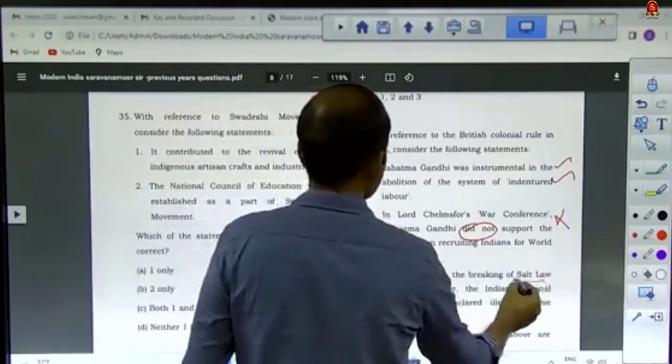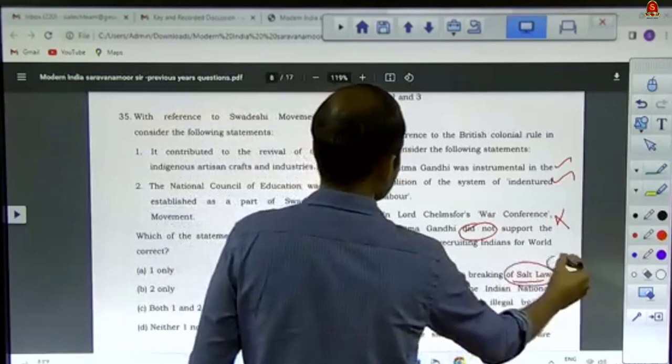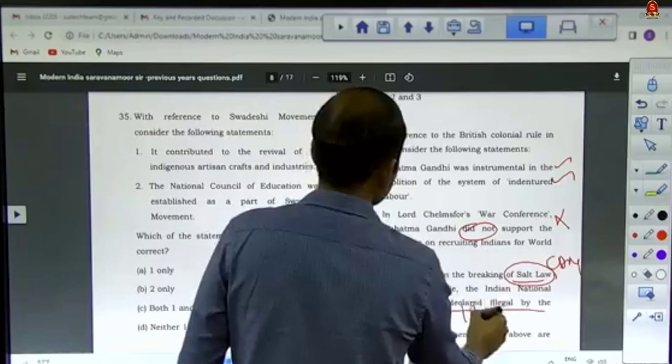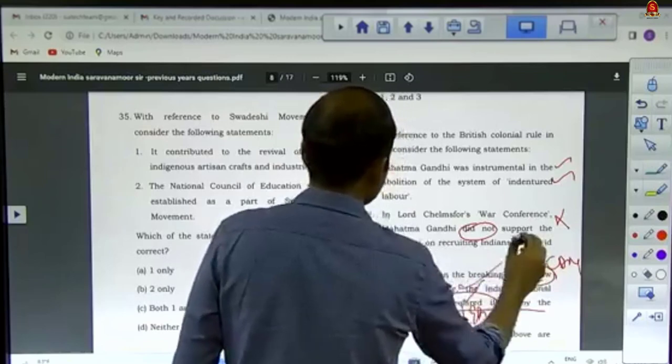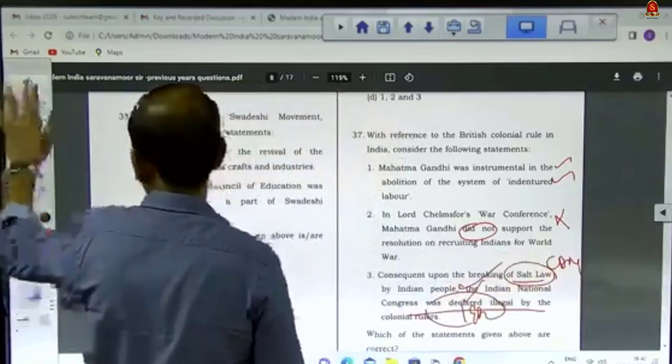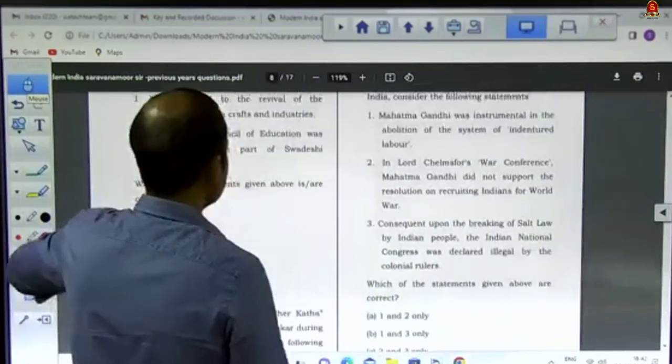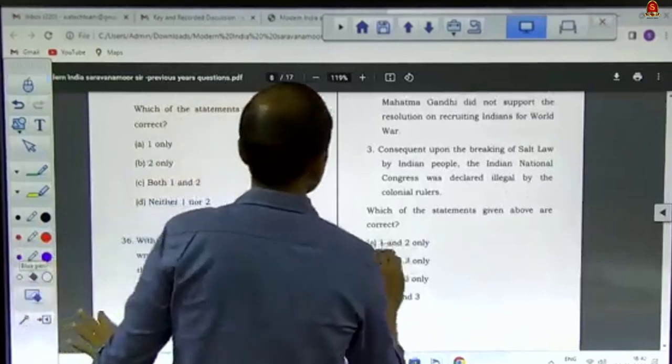Consequently, with the breaking of the salt law, CDM, civil disobedience movement, the Indian National Congress was declared illegal. 1931 or 32, it was declared as illegal. This statement is right. Because of popular support, the second statement is wrong. Thus, 1 and 3 are right. Answer is B.